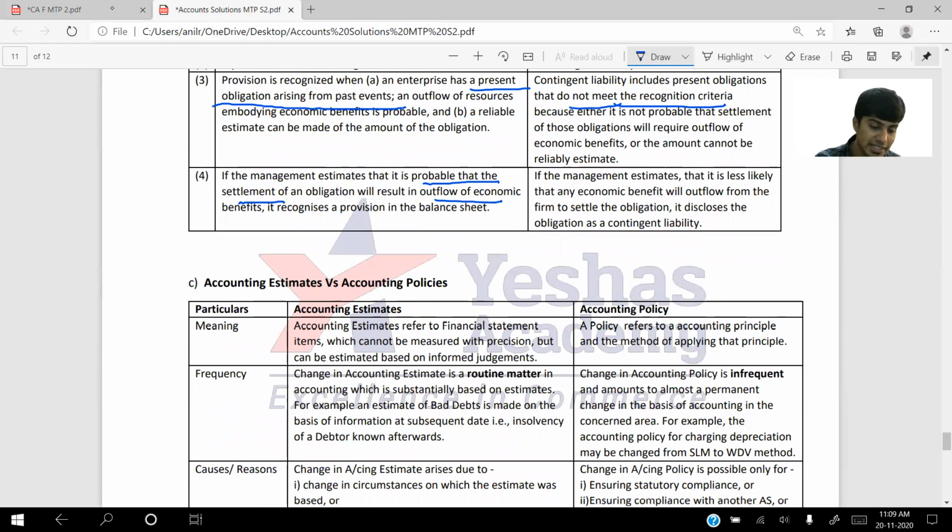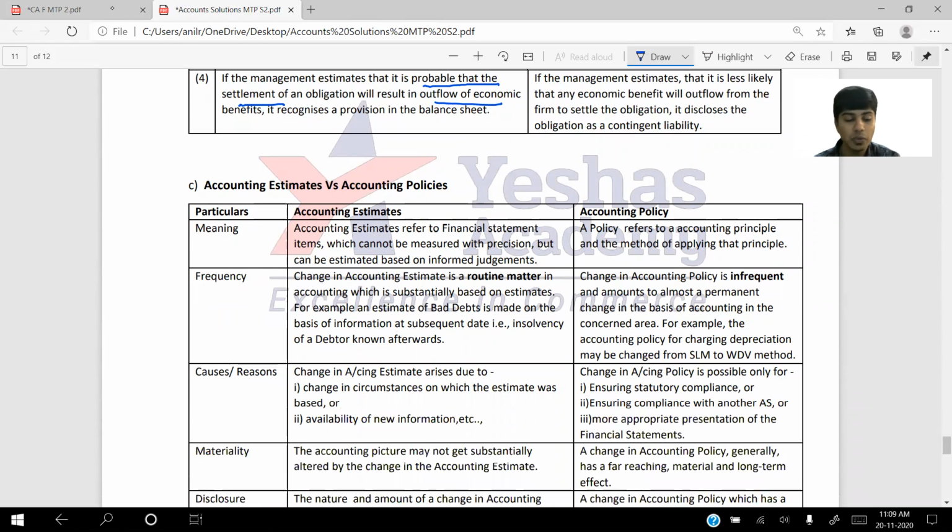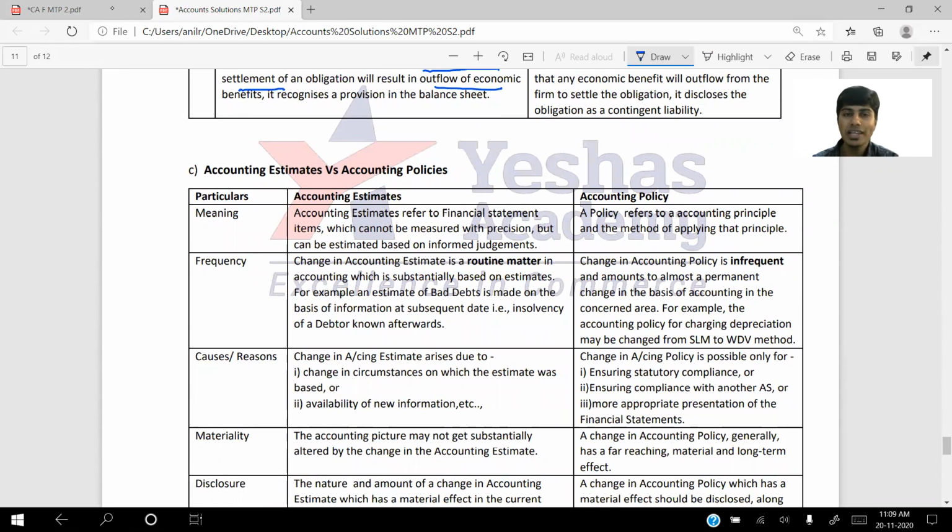Next one, what exactly is the difference between accounting estimate and accounting policies? Accounting policies are rules, conventions, bases, procedures. Accounting estimate is based on past experience. If you ask me, sir, how much time will you take to revise one question paper, and I tell you 3 hours, how did I tell it? Because I'm keeping in mind how much time I took previously to solve such a question paper. So that's an accounting estimate.